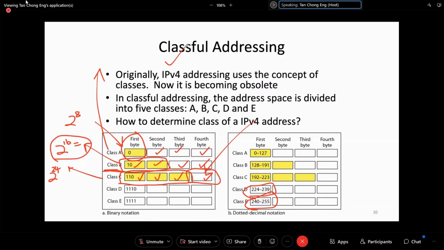Okay, but obviously it is not enough. The number of users on the internet and the number of organizations is so many, so you do not want to share. That's why this type of classful addressing is not very efficient, because it is so limited.